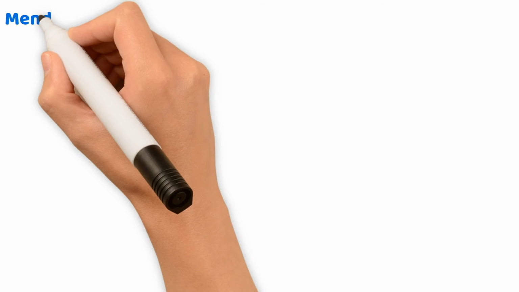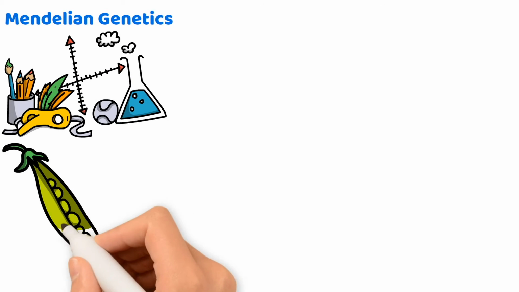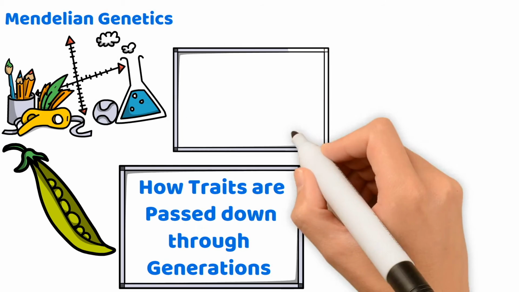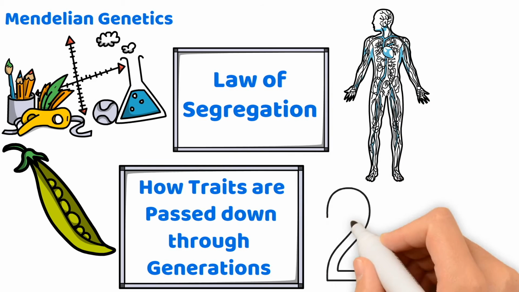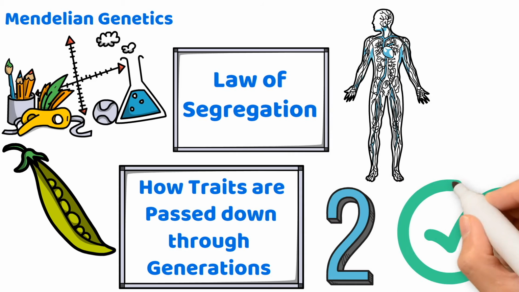Now, let's simplify Mendelian genetics. Gregor Mendel's experiments with pea plants laid the foundation for understanding how traits are passed down through generations. His law of segregation tells us that each organism carries 2 alleles for each trait, which separate during gamete formation, ensuring each gamete carries just 1 allele per trait.